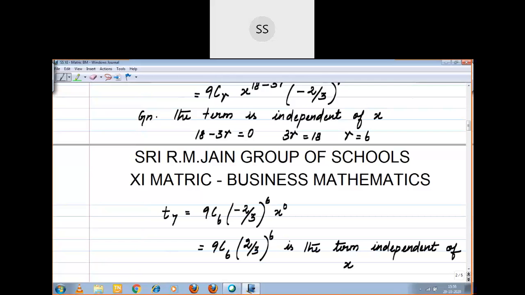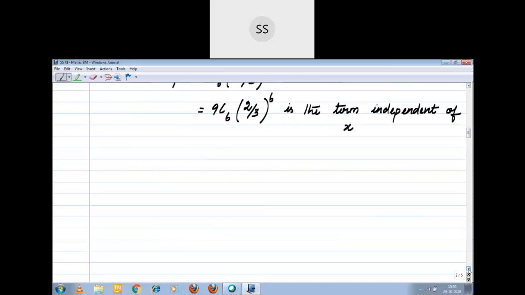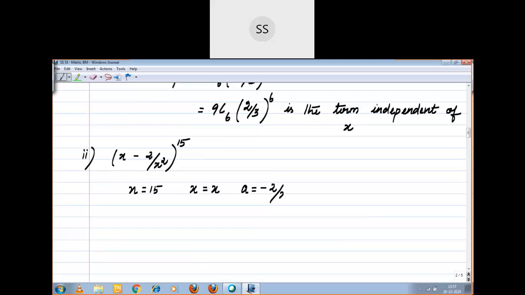Independent of x means the power of x as 0. Now, second subdivision, x minus 2 by x square the whole power 15. Here what is your n? n is 15. The first term x as x. Your second term a is equal to minus 2 by x square.